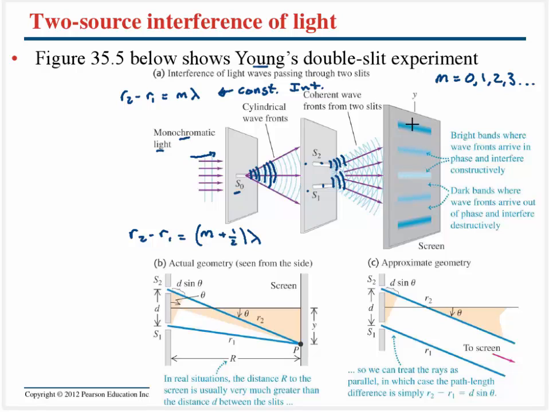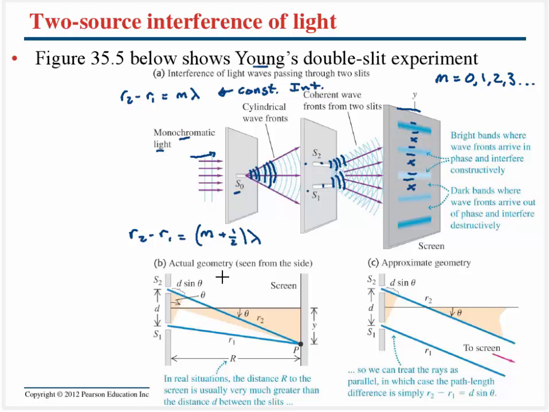And what's going to happen is we're going to set up a sheet of paper right here, and we're going to see regions where there's constructive interference, there, and there. And then there's going to be regions of destructive interference here, here, and here.